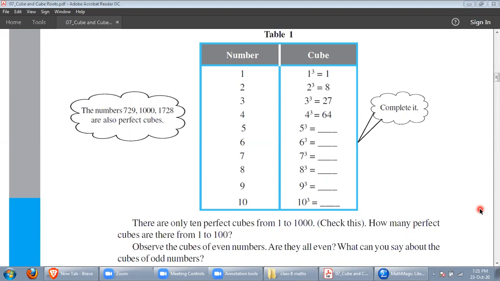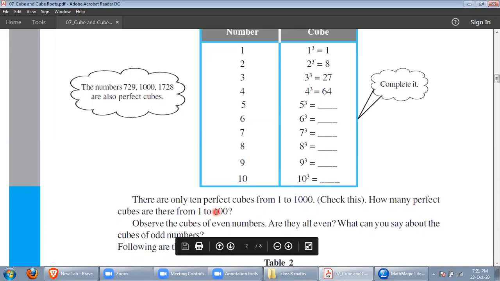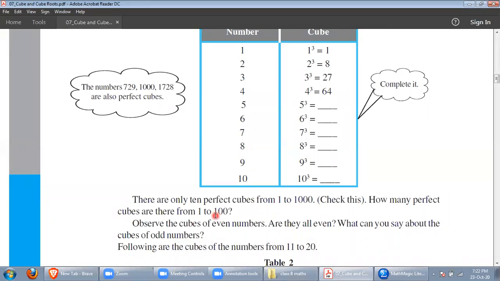And now the question is, how many perfect cubes are there from 1 to 100? And the question is again for perfect cube, not square. Perfect cubes. How many perfect cubes are there from 1 to 100? Yes? I'm sorry, it's not 5.